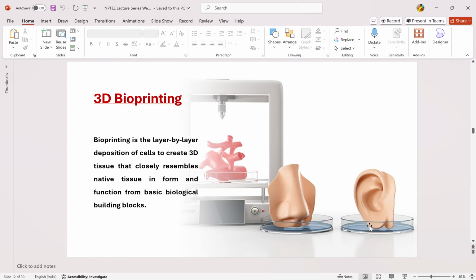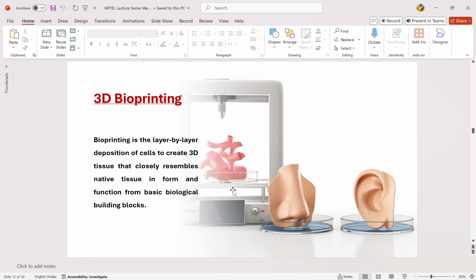So 3D bioprinting is also a new wave in which a lot of researchers and scientists are working currently. So what is bioprinting? Bioprinting is basically the layer by layer deposition of cells to create 3D tissue that closely resembles native tissue in form and function from basic biological building blocks. So our biological building blocks are basically what? Nucleic acids, proteins, peptides. So you can use all of those for 3D bioprinting.